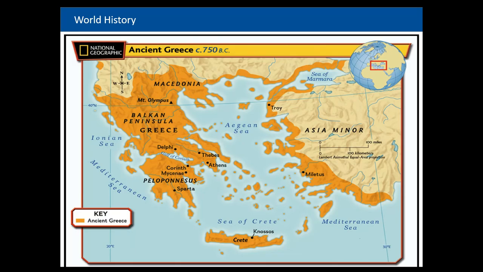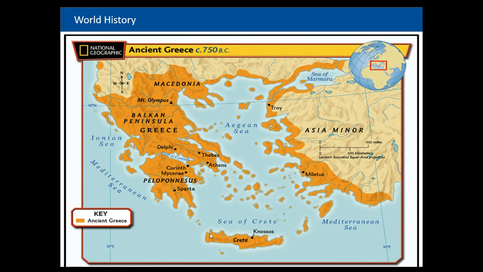When you look at this map, it is about circa 750 BCE or BC. You see that this area is in the southern part of Europe. This is Europe, and then on the eastern side, you see Asia Minor, so it's the section of the continents where Asia and Europe meet. The Mediterranean Sea is right along the south part of this area.